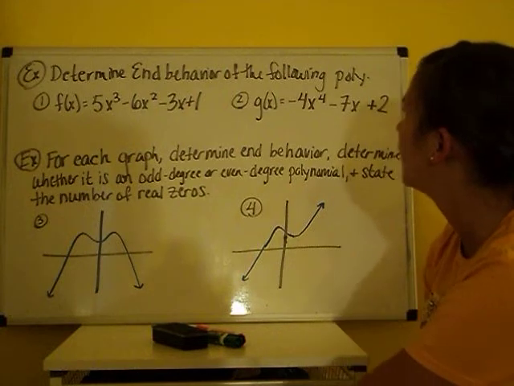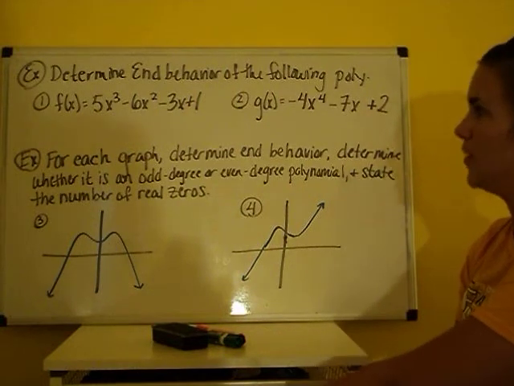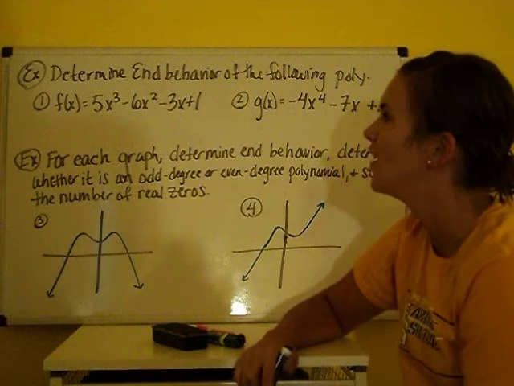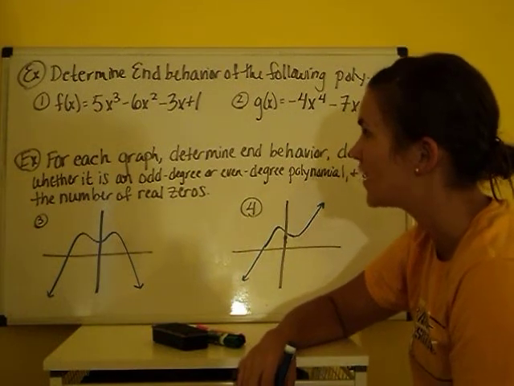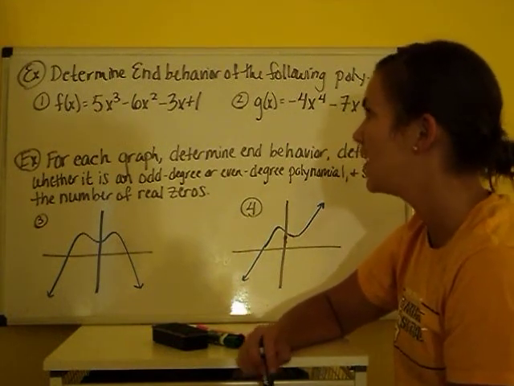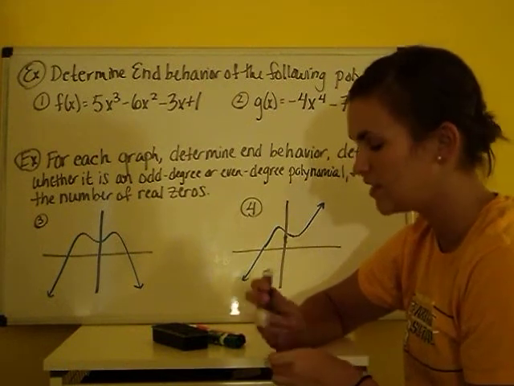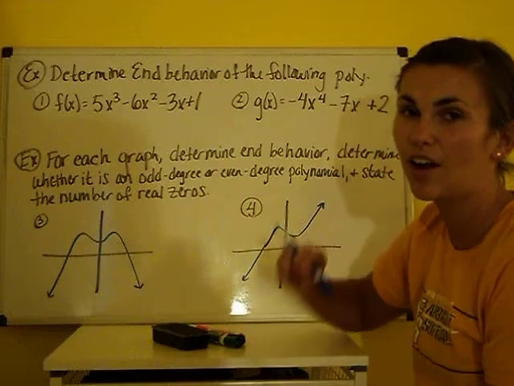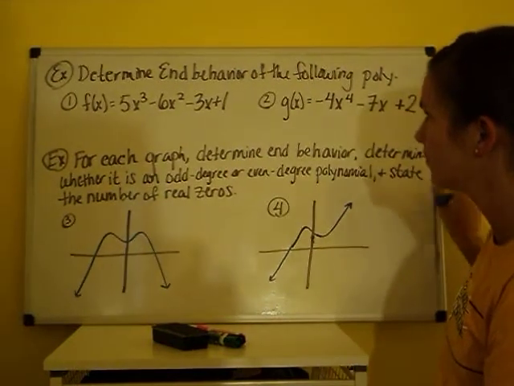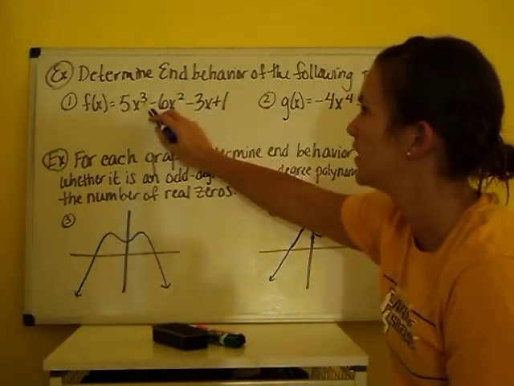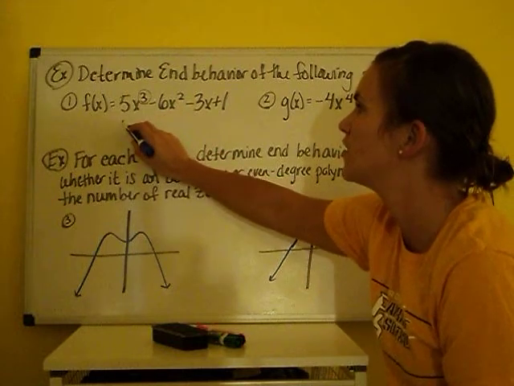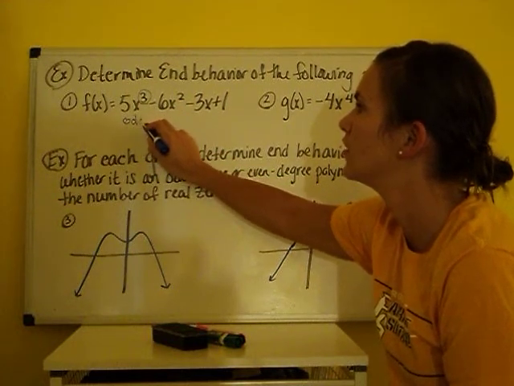Determine the end behavior of the following polynomial. The first one we have f of x equals 5x cubed minus 6x squared minus 3x plus 1. First thing we need to establish is the degree of the polynomial. Is it odd or even? Our biggest exponent is degree 3, which means that we have an odd degree.